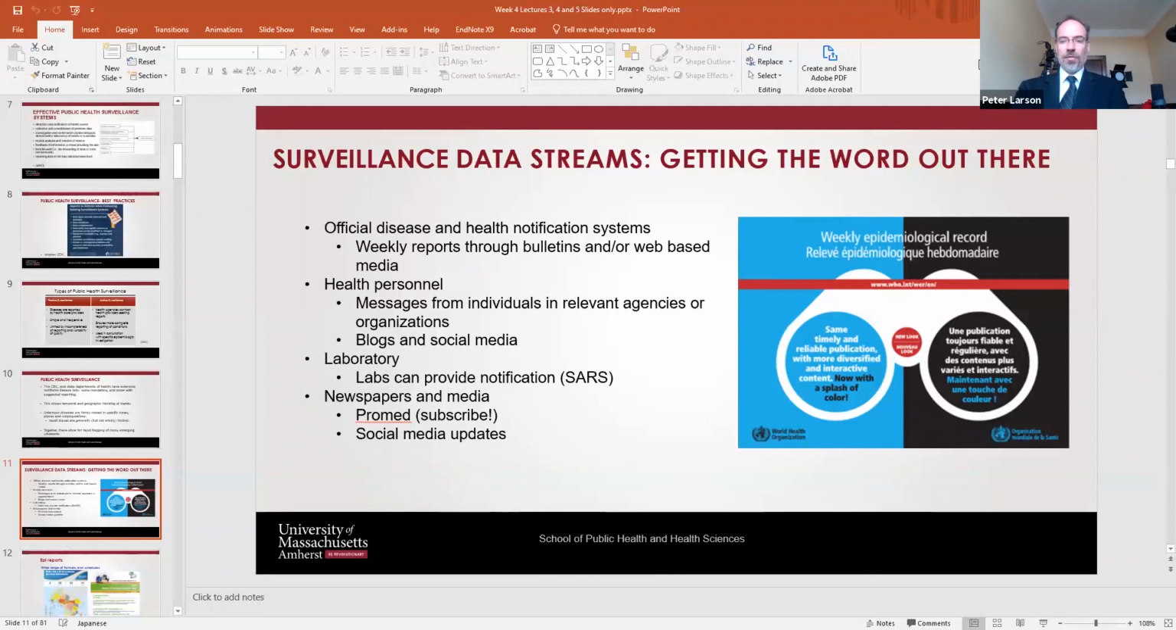Laboratories can provide notification. So SARS is an example. Labs picked up on this. Newspapers and media, ProMed, subscribe to that. Social media updates, all these things. So we want to get the word out there, and in 2020, there are so many different ways of doing this.